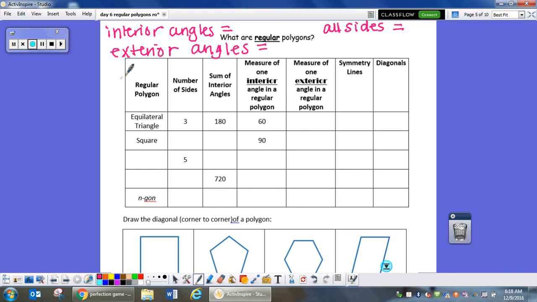So completing this chart, our regular polygons, we have the equilateral triangle, the square, which has 4 sides. You have the pentagon, which obviously has 5 sides. And then the hexagon, which has 6. You all should know that. So then an n-gon just has n number of sides.